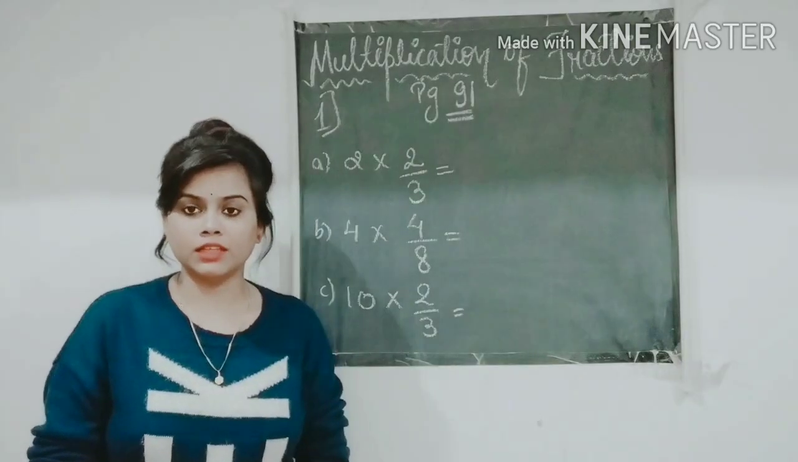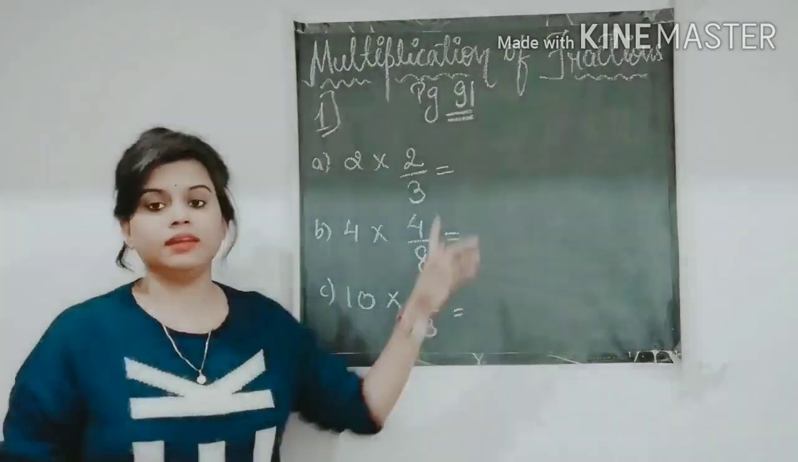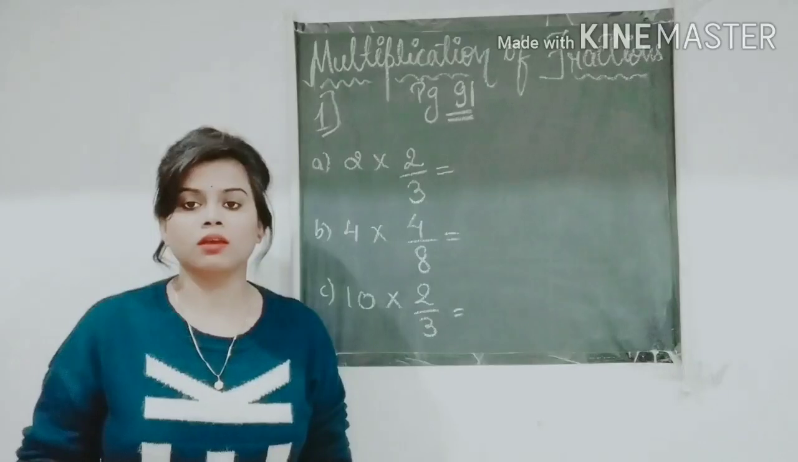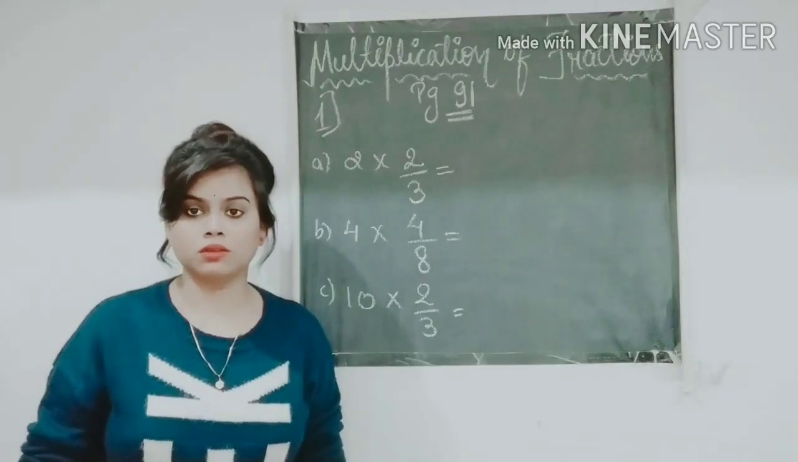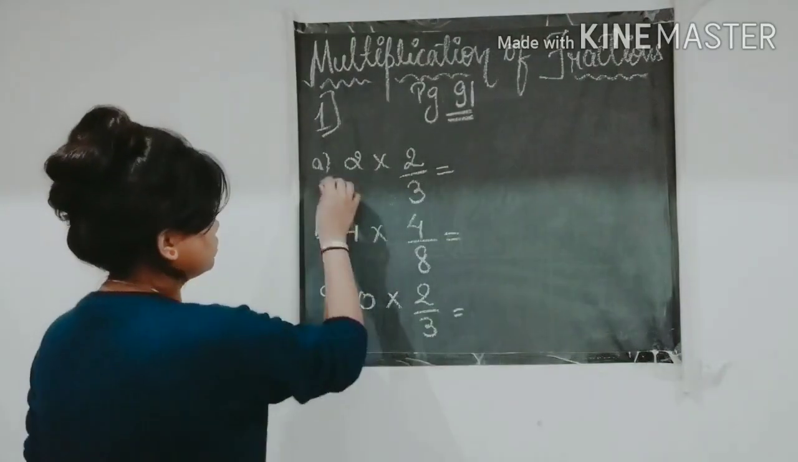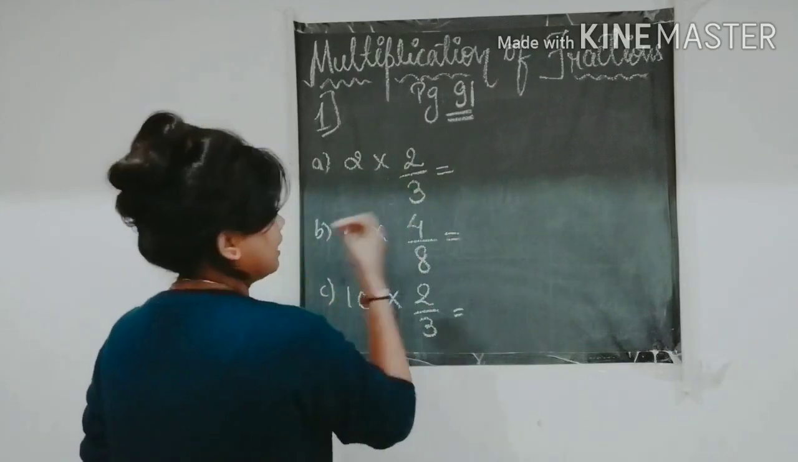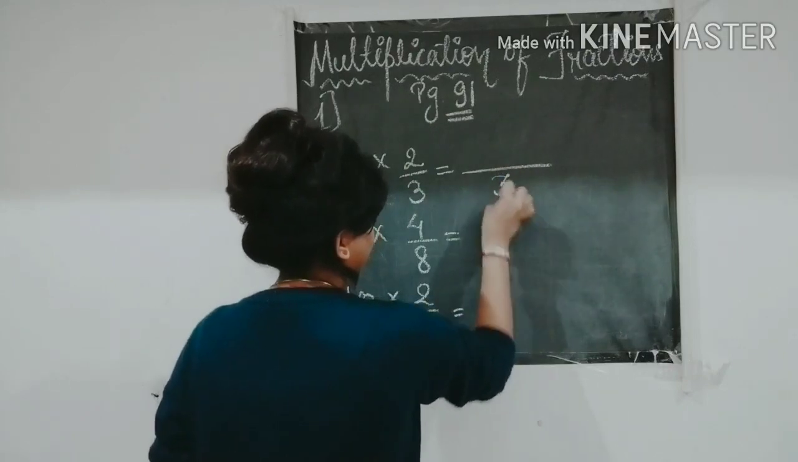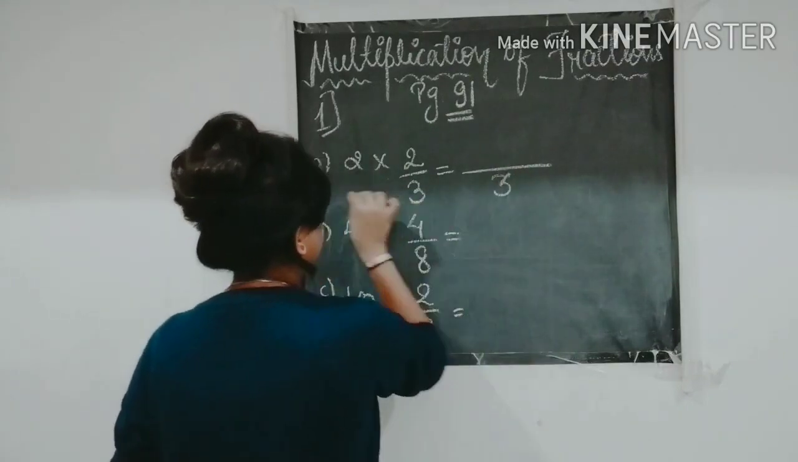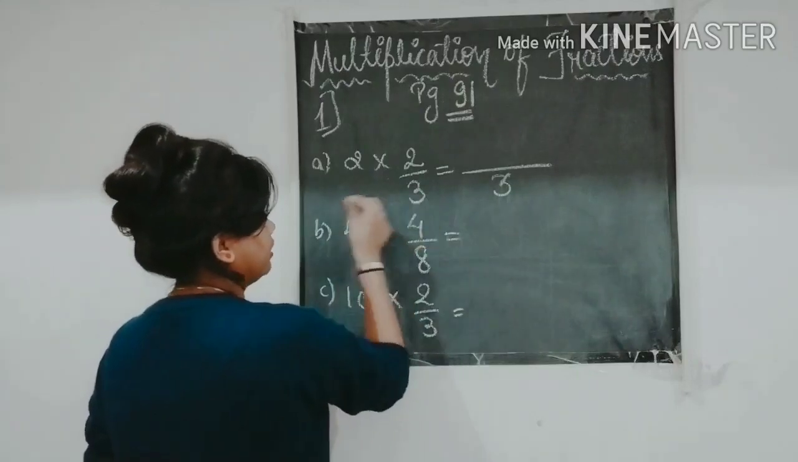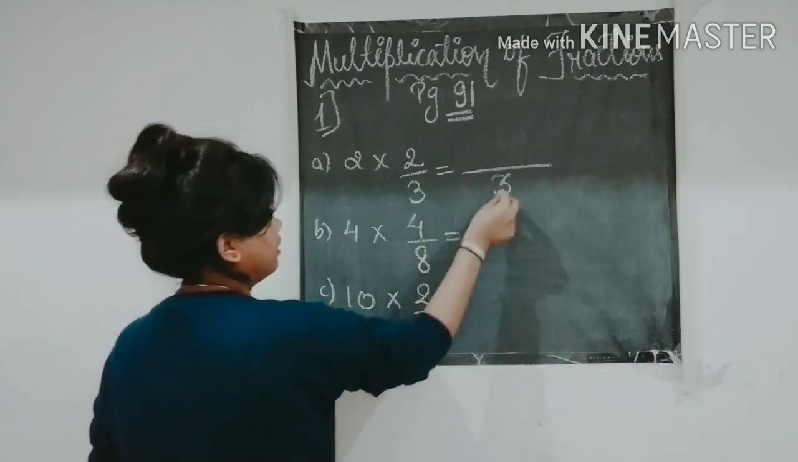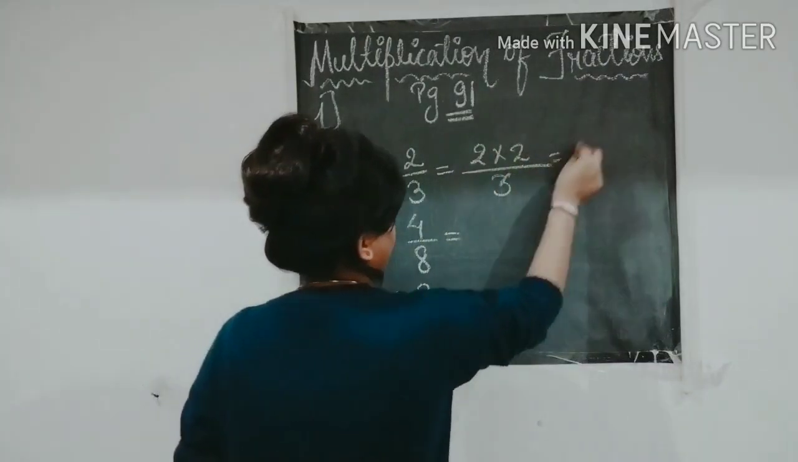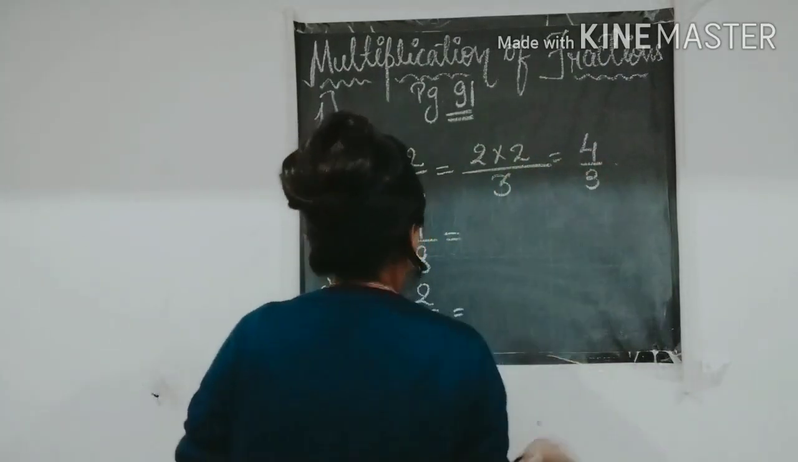Okay, now see the exercise questions. These questions are given on page number 91 of your textbook. I'm solving only a few examples. You have to solve all the questions. So here the first question is 2 multiplied by 2 by 3. As I told you earlier, we have to take the denominator unchanged. Here nothing is there, that means we can assume 1. So 3 multiplied by 1 is 3 and 2 multiplied by 2 is 4. That is 4 by 3.